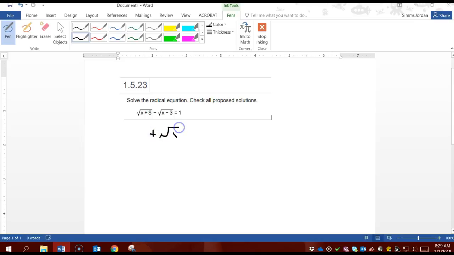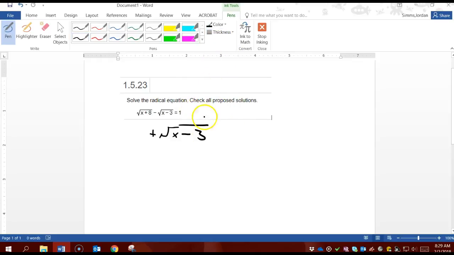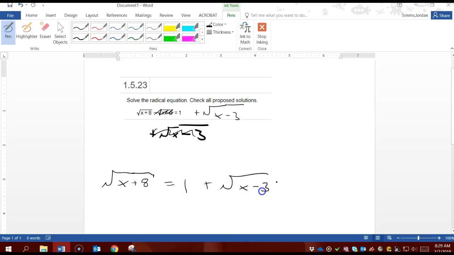So I'm going to add root x minus 3 to both sides, like so. Basically we're just getting rid of this, doing some algebra. We're going to get root x plus 8, the whole thing, and that's going to equal 1 plus root x minus 3.